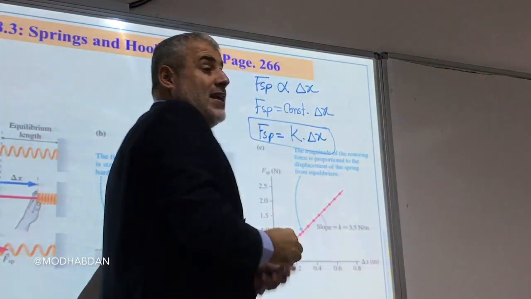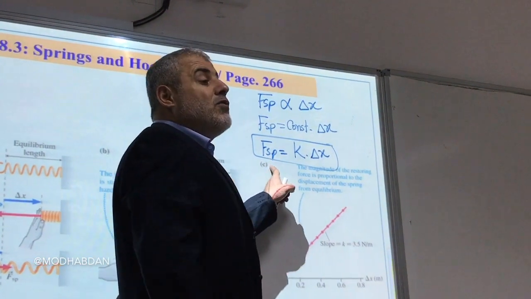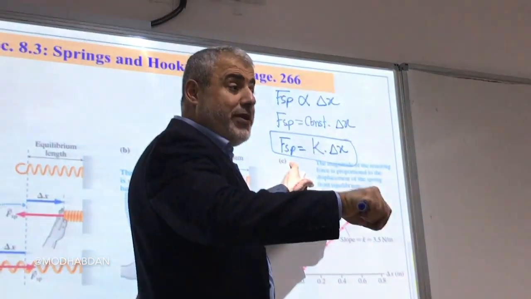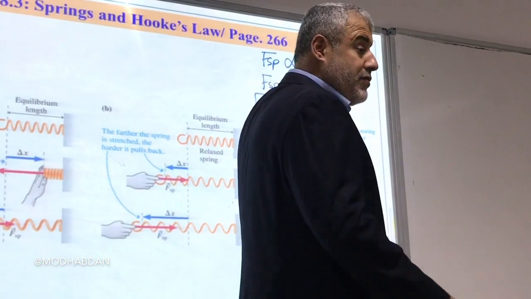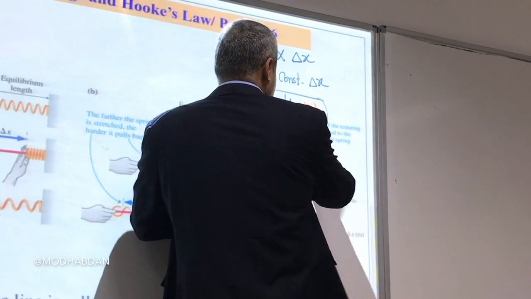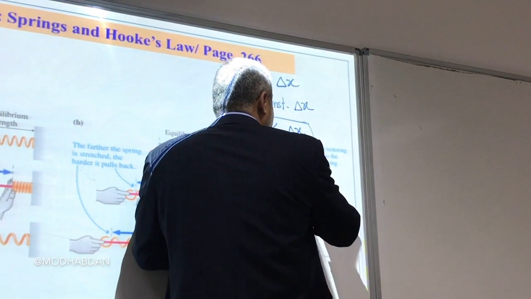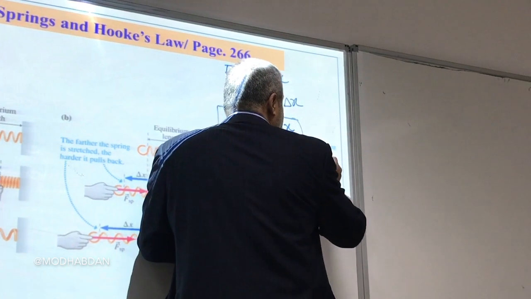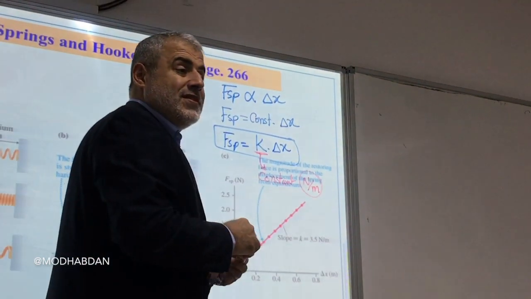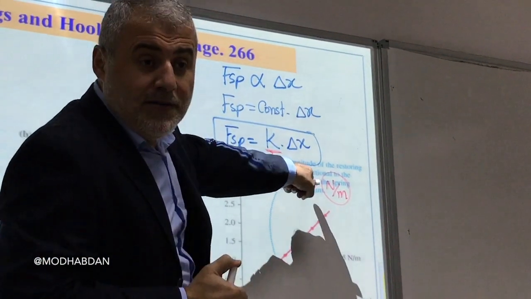Now, this is the force, what we call the restoring force generated inside the spring. And this is the change in the length of the spring. Now, this is constant, depends on the spring. And this constant, first of all, has a dimension of a Newton per meter. Is that okay for you? Because k is equal to F over delta x.